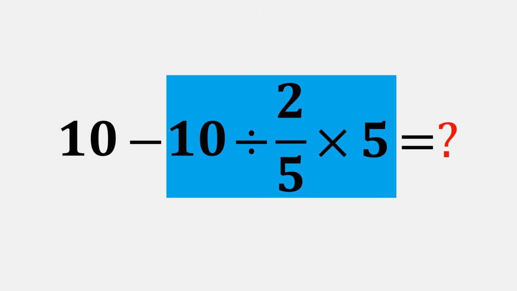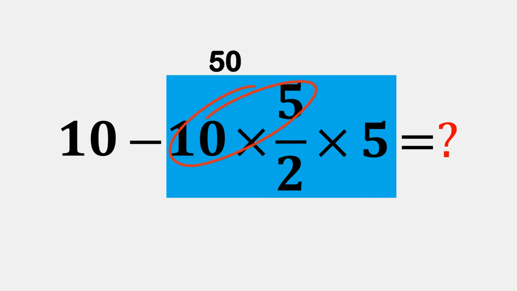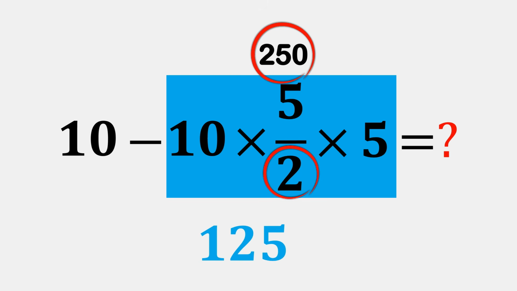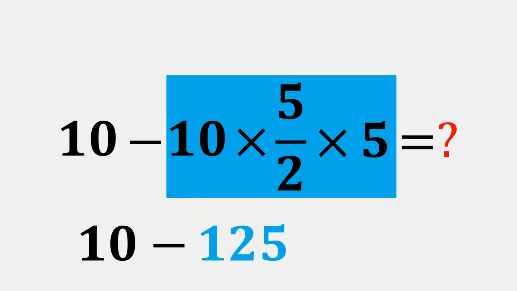Starting from the left, we have 10 divided by 2/5. According to the KFC rule, we keep the 10, flip 2/5 into 5 halves, and change the division to multiplication. Now, the entire blue part of our equation becomes 10 times 5 halves times 5. First, 10 times 5 equals 50. Then, 50 times 5 equals 250. Finally, 250 divided by 2 equals 125. So, the result of that whole blue section is 125. Our final expression becomes 10 minus 125, which equals minus 115.